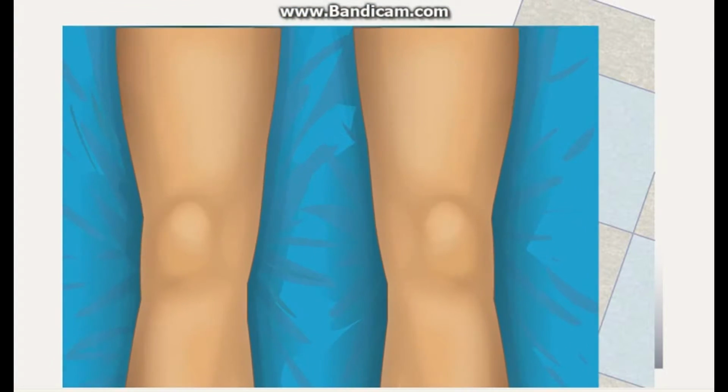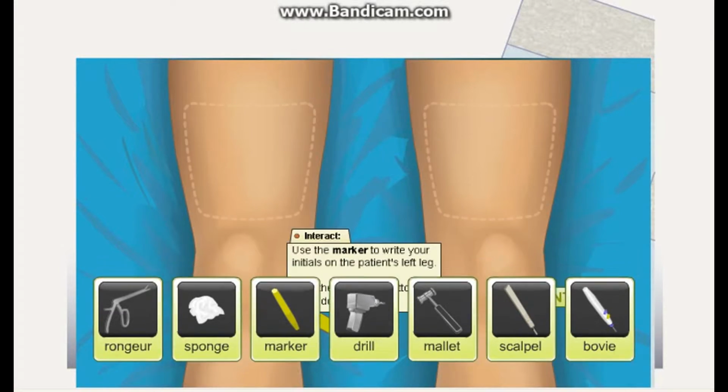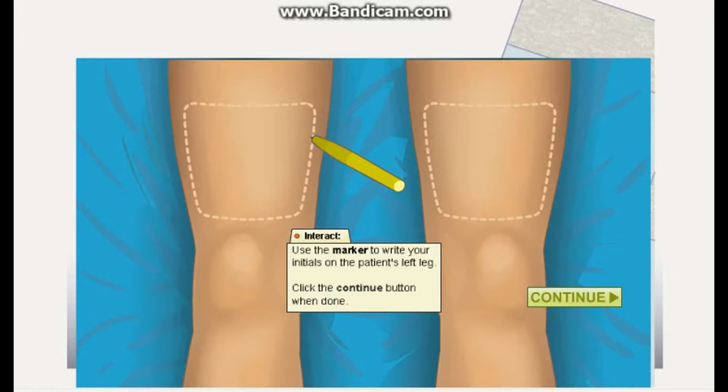Now it's your turn. Use the marker and write your initials on the proper knee to be operated on. This may seem silly, but it's an actual step taken to prevent wrong site surgeries.